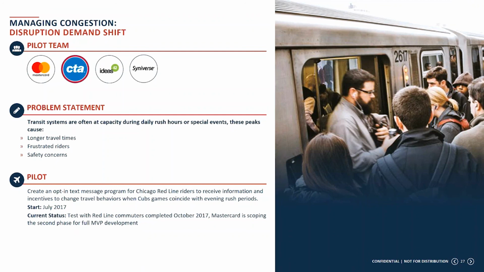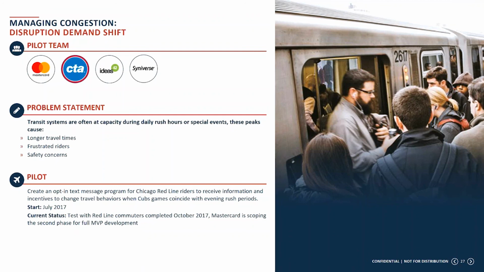Now I'd like to shift to a transportation and mobility example. This is another pilot example that we ran last year with MasterCard, the Chicago Transit Authority, Ideas 42, which is a behavioral economics firm, and Cineverse, which is a text messaging company. The problem that we were trying to solve here is that at peak periods, say during the rush hour when there are many commuters going to school and work, or special events such as a sports game or a concert, the transit system is overfilled, which results in longer travel times, frustrated riders, and sometimes safety concerns.